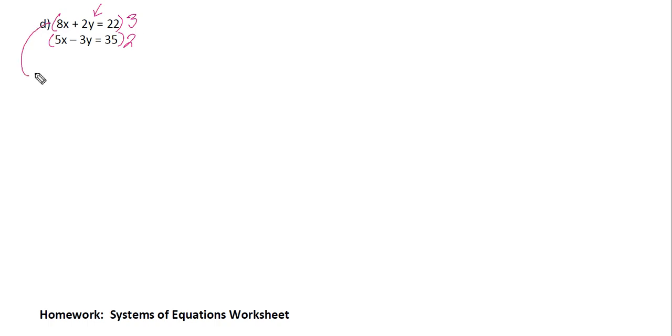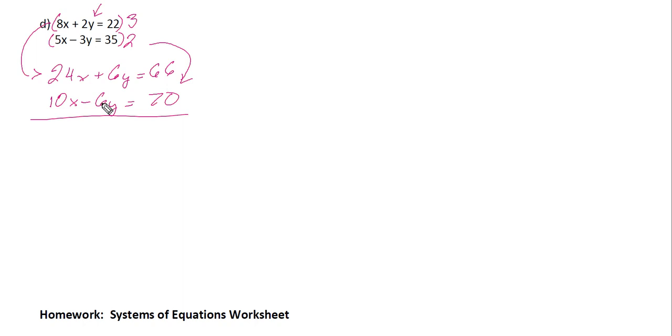So now let's just rewrite these equations. When we multiply that top equation, we got 24x plus 6y equals 66. For that second equation, we've got 10x minus 6y equals 70. The whole point was to get opposites here, because now when we combine, we only have one unknown left. So 34x equals 136. And if we divide by 34, we get 4.